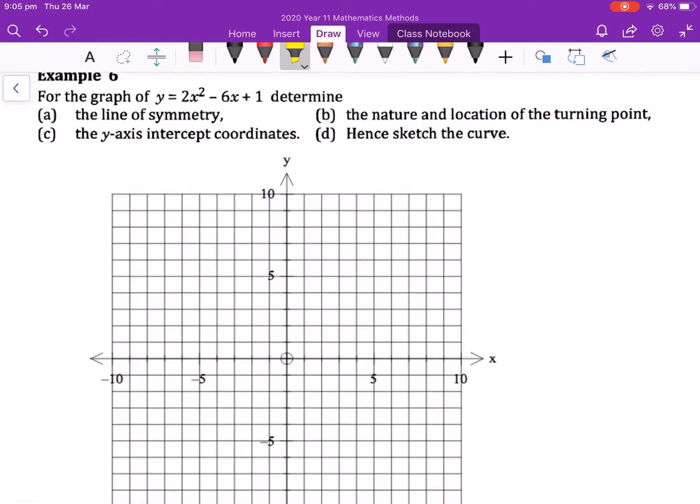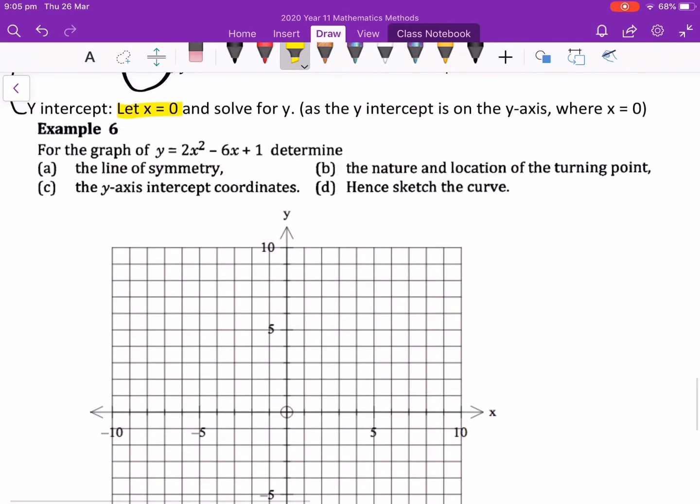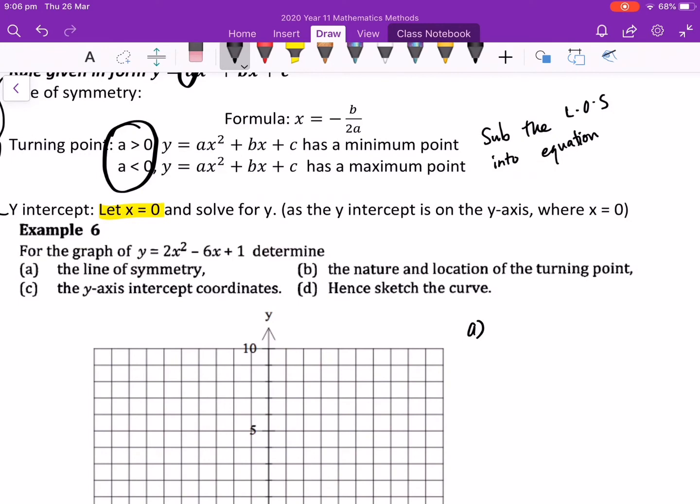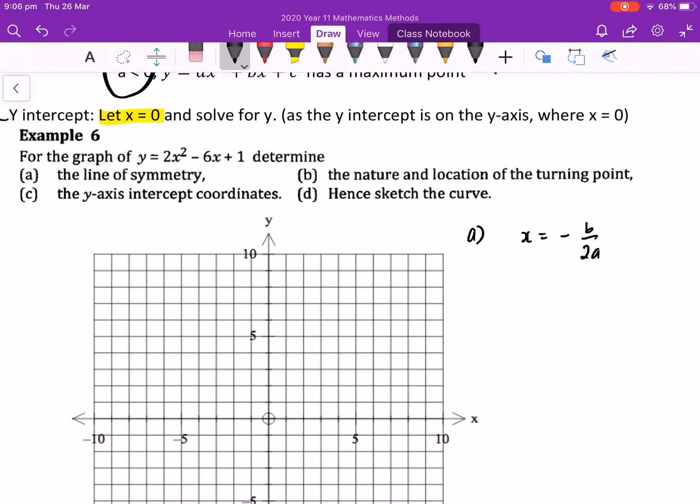Let's have a look. So for the graph y equals 2x squared take 6x plus 1, determine the line of symmetry, the nature and location of the turning point, the y-axis intercept and coordinates, and then sketch that curve. Okay, so for my line of symmetry, I'm going to use the formula that I have up here. So x is equal to minus b over 2a, and that'll give me the rule for my line of symmetry.